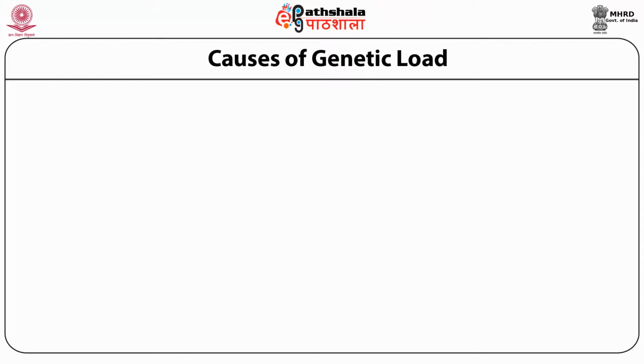Now let's see what are the different causes of genetic load. The first can be inbreeding. Inbreeding increases the rate of homozygosity, and inbreeding depression will be observed when the offspring receives two copies of deleterious alleles, resulting in a lower fitness of the individual.